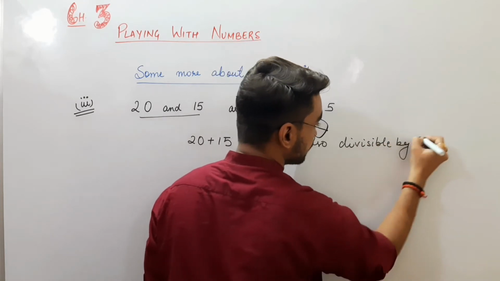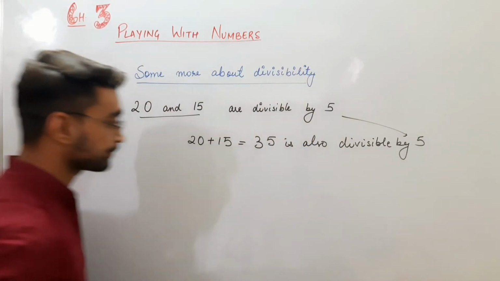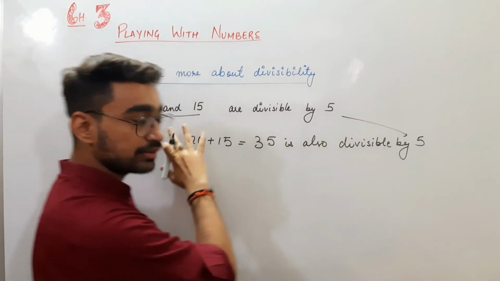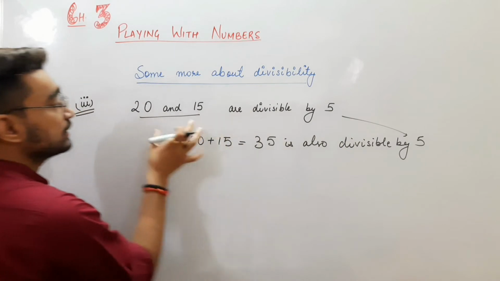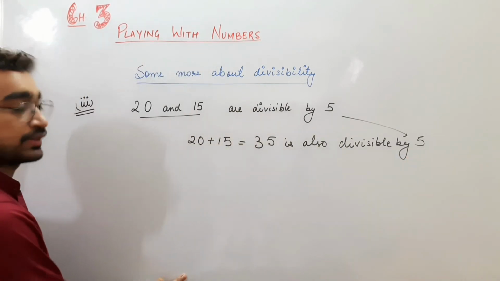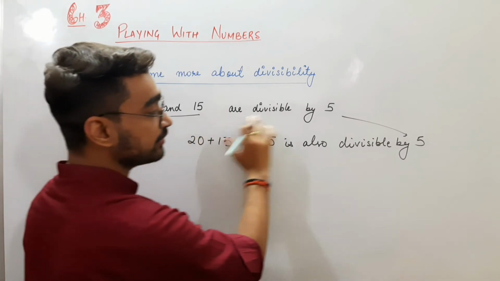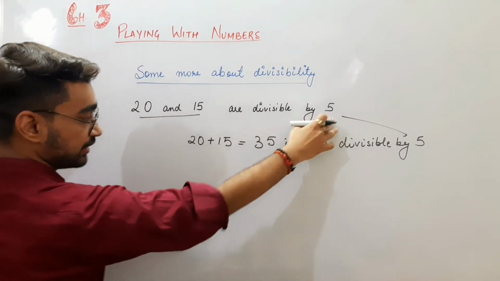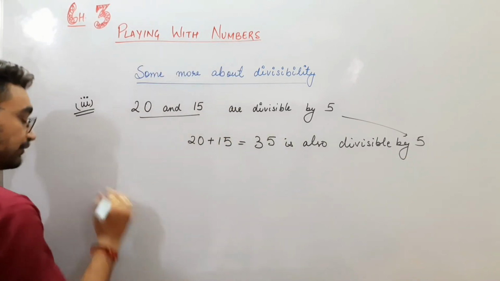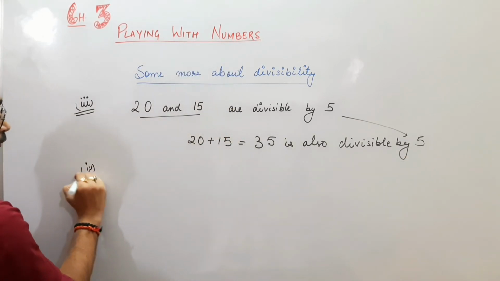If two numbers are divisible by one number, or I can say two numbers are having one common factor, then their sum is also divisible by that factor. Two numbers are having a common factor, that is 5, then the sum of these numbers is also divisible by that factor. The same is the fourth point.